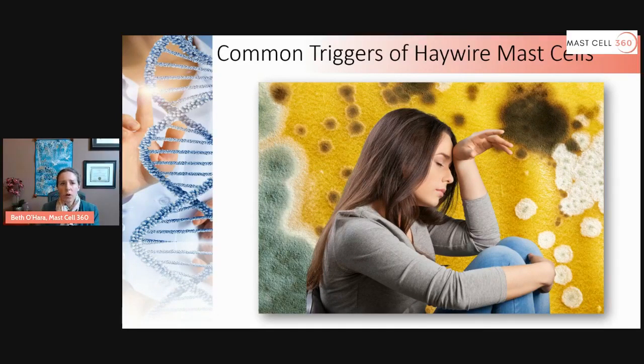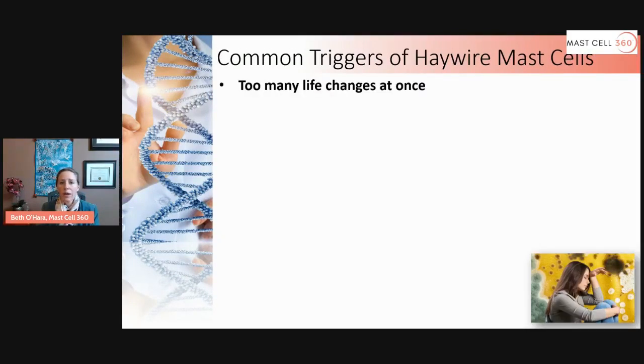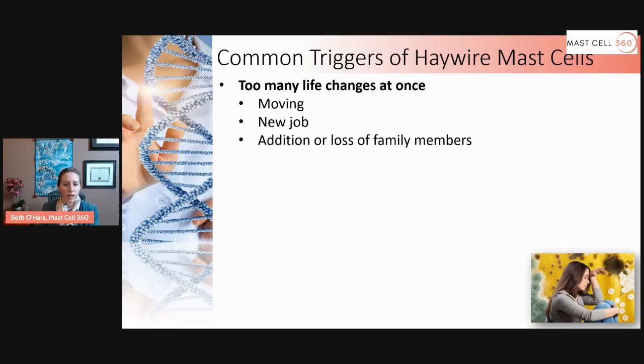Why do our mast cells get haywire? So you probably know most of these, but I want to go over a few of them here. Why do the mast cells get haywire? One is just too many life changes at once can actually trigger us. So think about this for you. Moving, getting a new job, addition or loss of family members. This could be a new baby in the household.